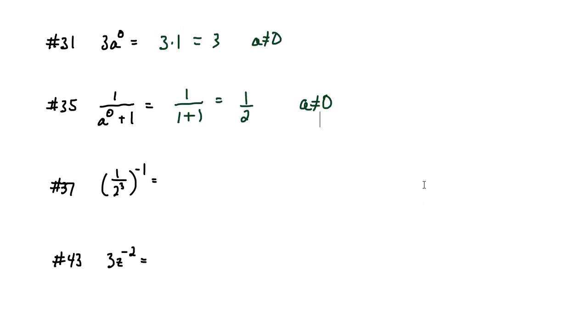Number 37, we have a fraction in the parentheses being raised to a negative exponent. Let's apply the meaning of a -1 exponent, which means reciprocal. Turn the fraction upside down. We get 2 to the 3rd power all over 1. And this makes 8. Number 43, we have 3 times, in this part with the variable. Let's apply the meaning of a negative exponent with that variable portion. This makes 3 over z to the +2.